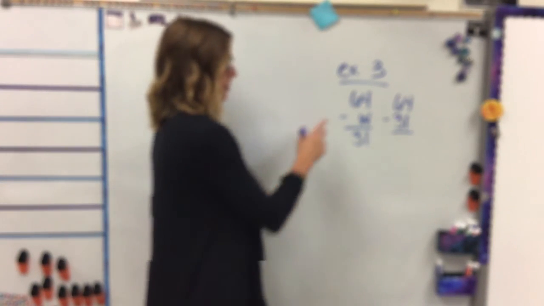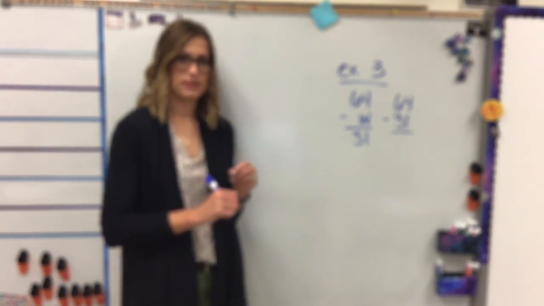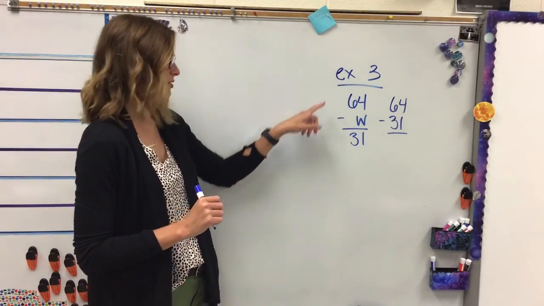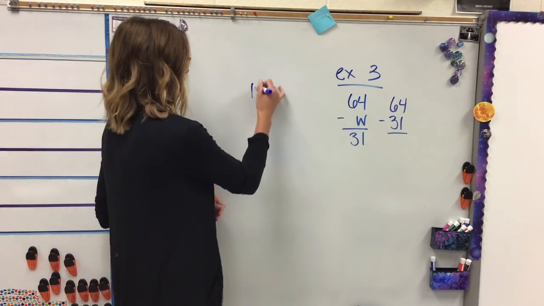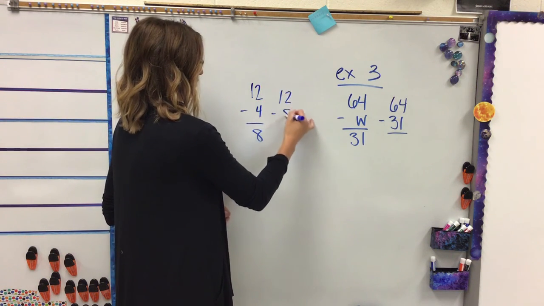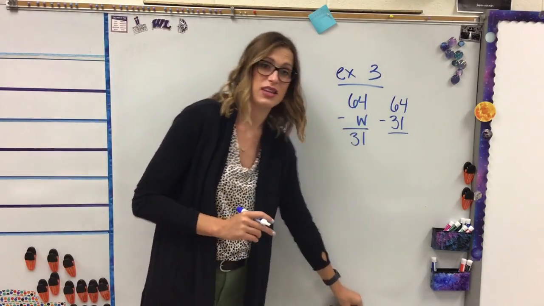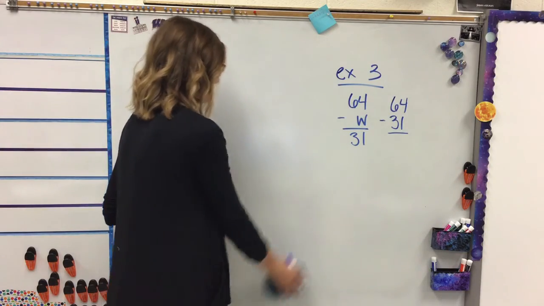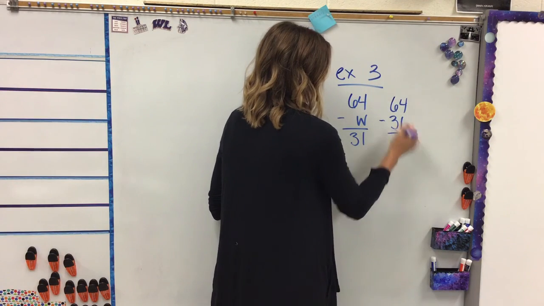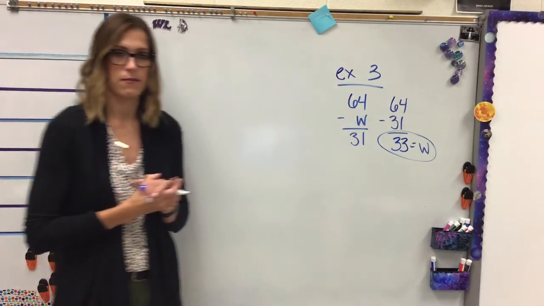All right? Think about if we had fact families. If we had fact families, we could just switch. If we had like 12 minus 4 equals 8, we could switch those and go 12 minus 8 equals 4, right? We're doing that same switch, but just with a missing number instead of some digits. All right, let's subtract. 4 minus 1 is 3. 6 minus 3 is 3, so we get W equals 33.